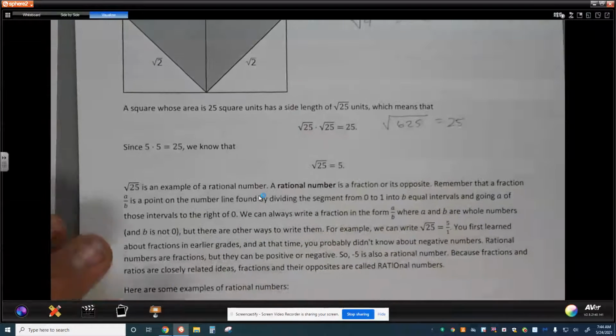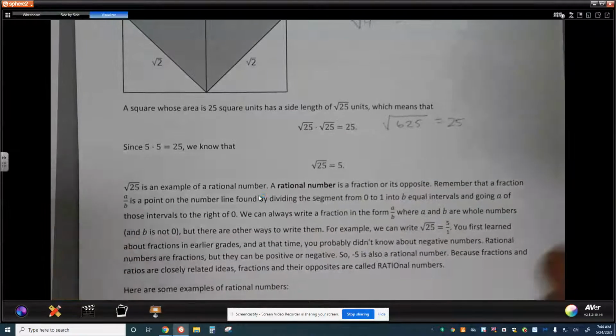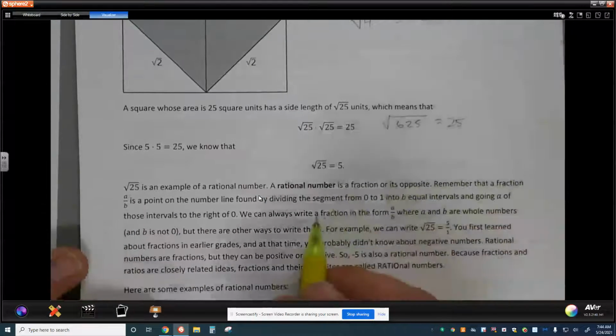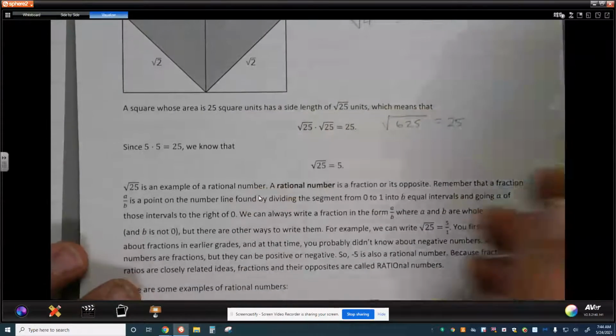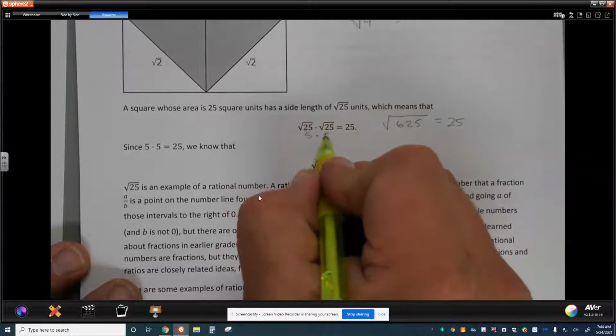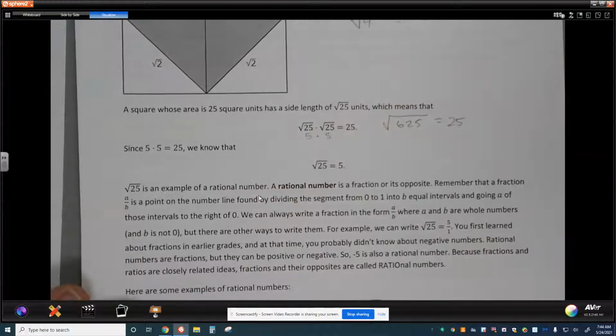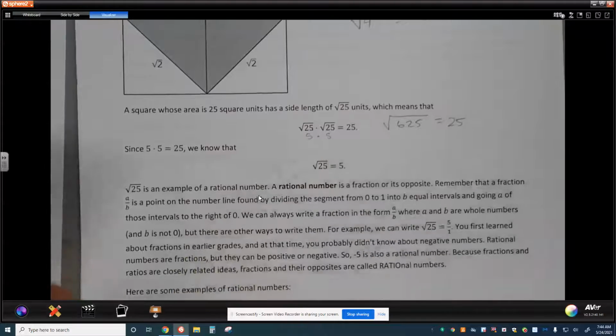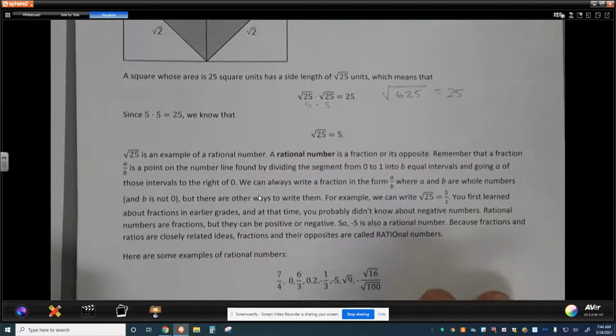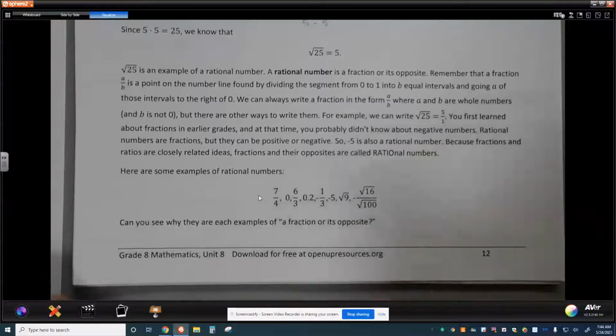Remember that a fraction a over b is a point where a number is found on a number line. It divides the segment from 0 to 1, so it's going to be found somewhere in between those values. Something I missed here, this would be the same thing as saying 5 times 5 is equal to 25. We have to understand that when we take the square root of something, we first have to understand what those values mean and how those values work.